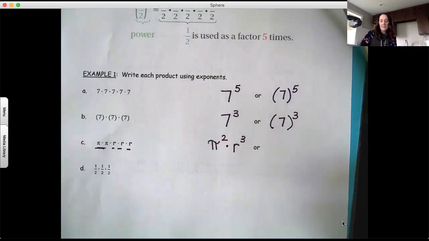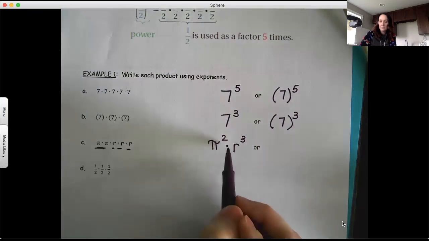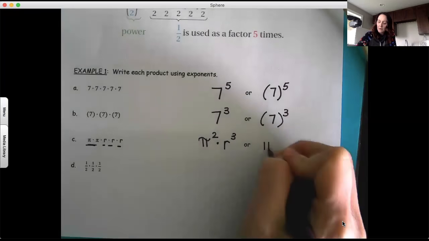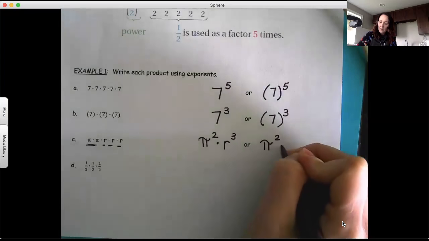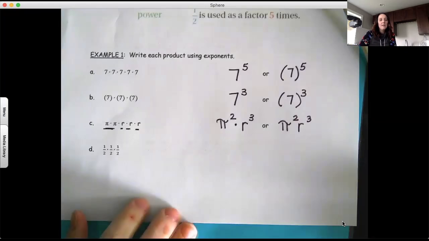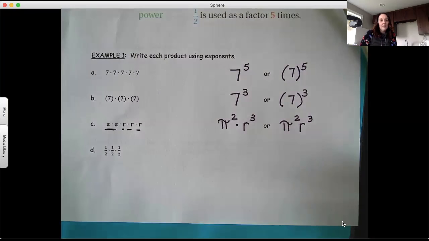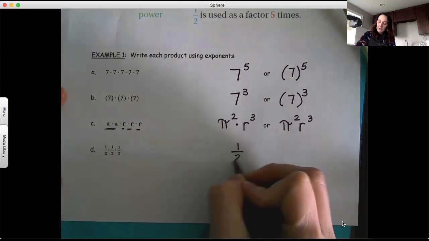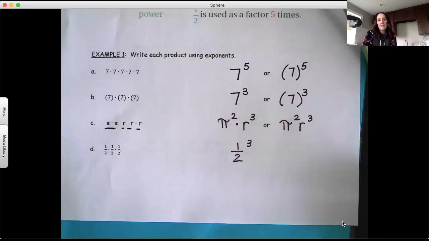I can write it like this with the multiplication symbol in the middle, or you can just write it as pi to the 2nd power, r to the 3rd power. Now let's look at part D. This one is a fraction with 1/2 times 1/2 times 1/2. So many of you are going to just want to write it like this.